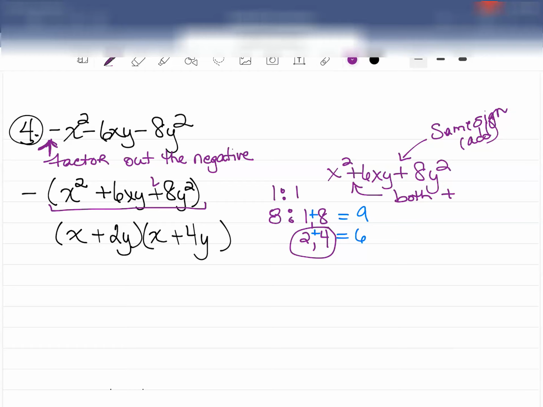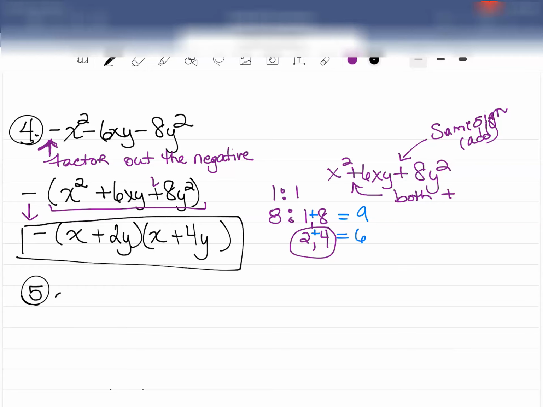Last thing I have to do is that negative that I factored out, I have to carry that down. Let's do another one. x squared minus x plus 1.